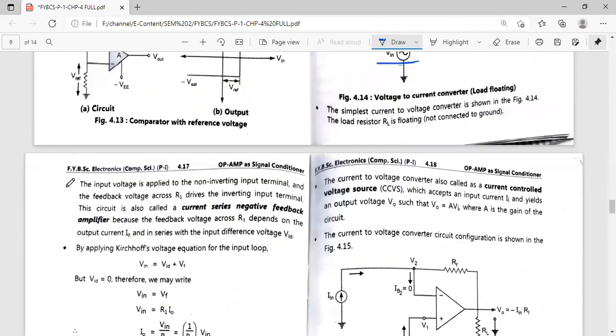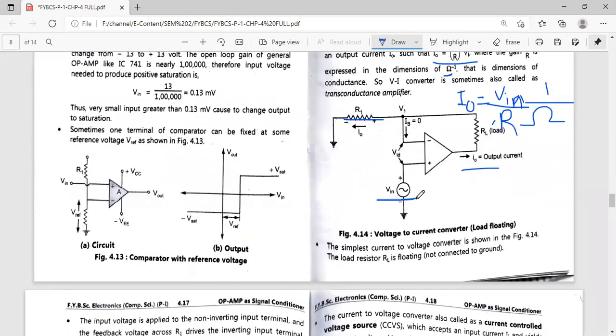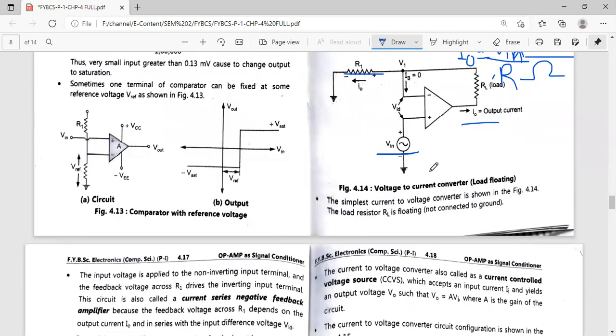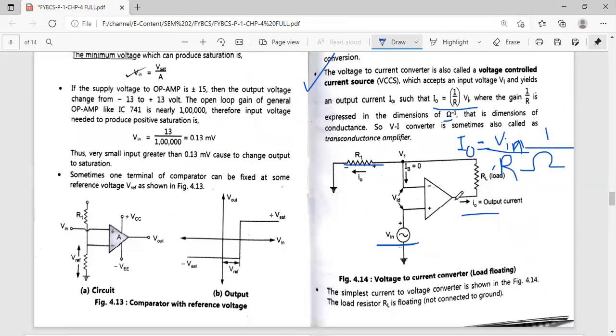Now the input voltage is applied to the non-inverting input terminal. As we can see, we are going to apply the input to the positive terminal. The positive terminal is also called the non-inverting terminal, and the feedback voltage is across R1. So see here, what is feedback?